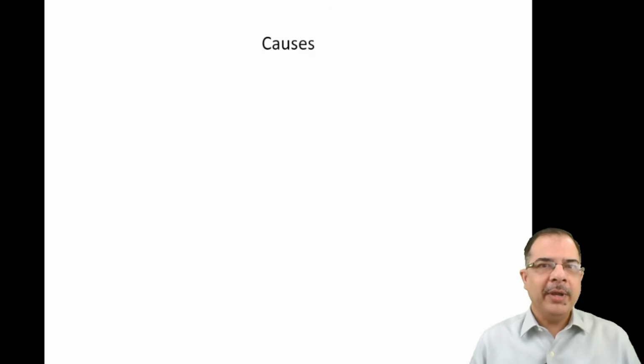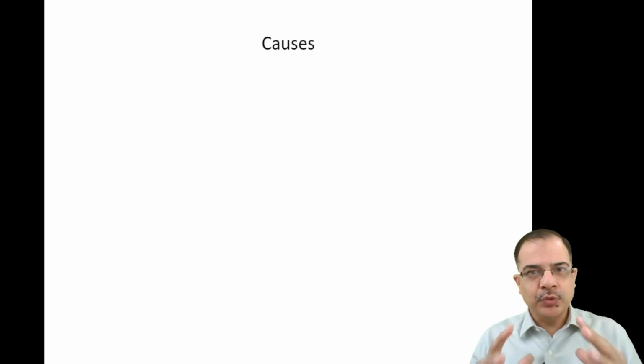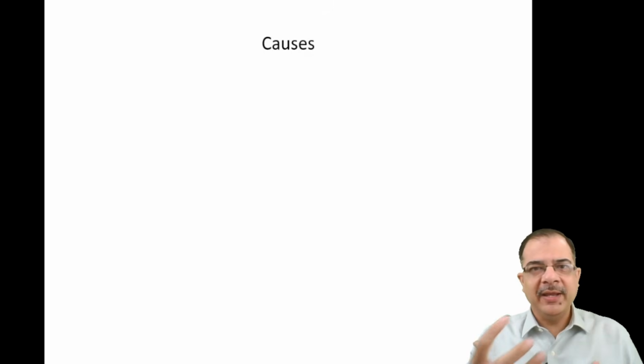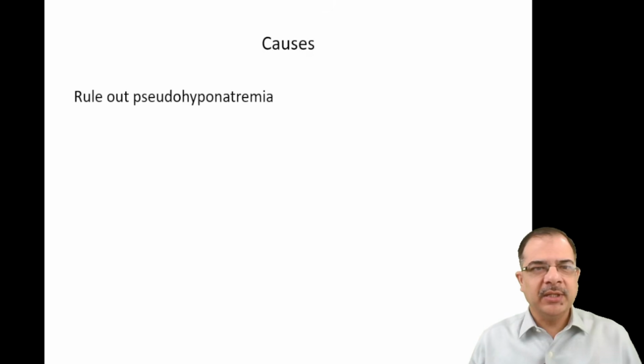Now, how do we approach the causes of hyponatremia? Just assume that sodium is in a solution. In a solution, there is a solvent like water and plasma, and there is the solute, sodium. So the sodium concentration will depend on how much sodium there is relative to the plasma. Causes can be divided into three groups.